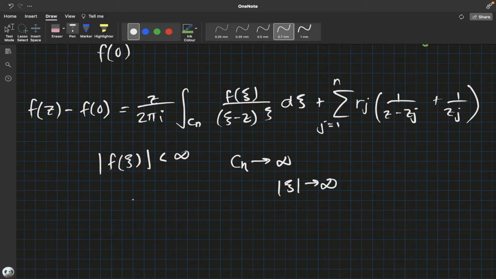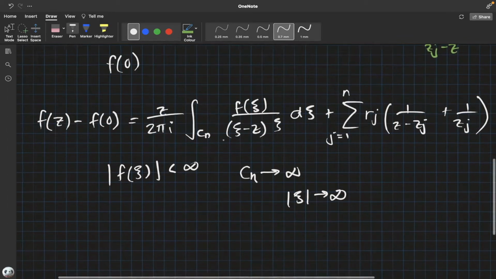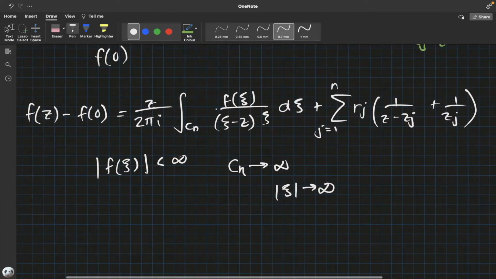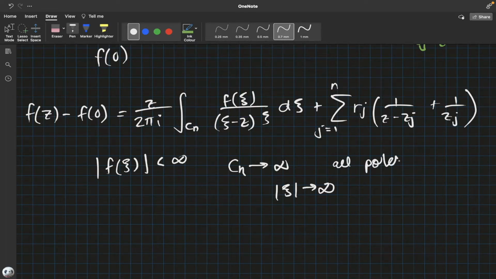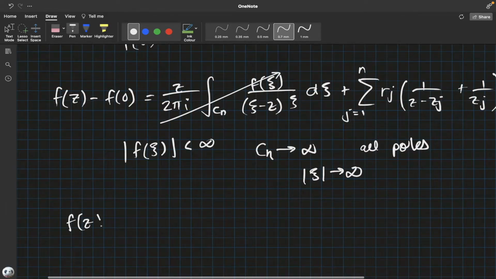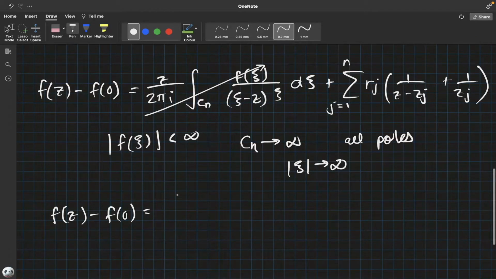This is finite. So this integral here, because of the denominator that's going to infinity, and the numerator that's bounded, it's growing slower than the denominator. Once we do that, Cn now encloses all the poles. And this goes to 0. So in the limit, this goes to 0. N now becomes capital N.